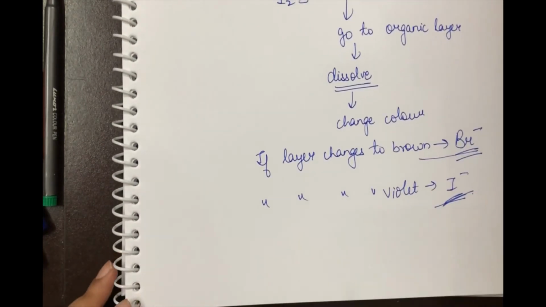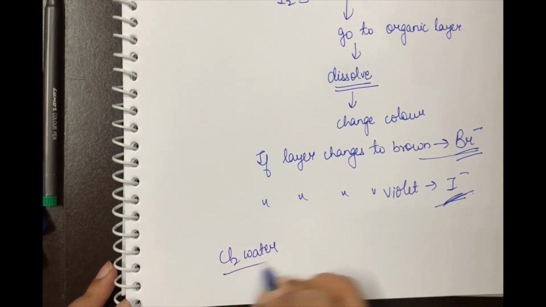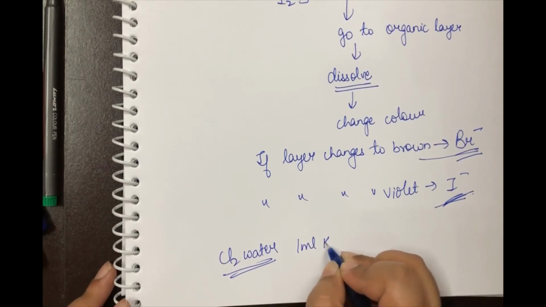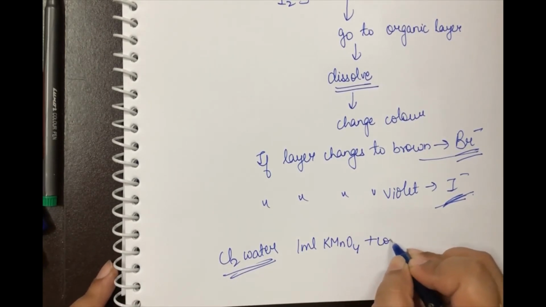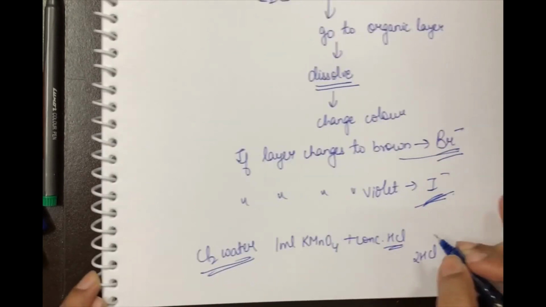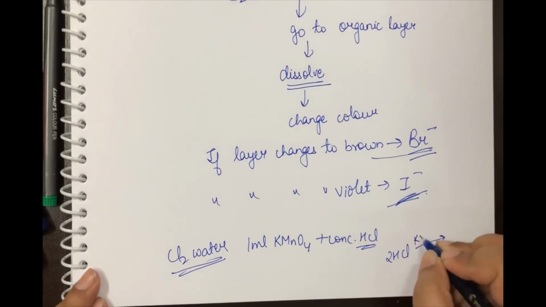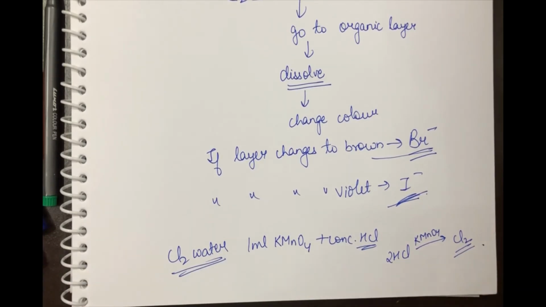Just in case you don't know how to prepare chlorine water, you just have to take 1 ml of your potassium permanganate, add concentrated HCl. Now what will happen? Your HCl, due to KMnO4, will convert into chlorine gas. So this pale brown solution is your chlorine water that we prepare for the test.